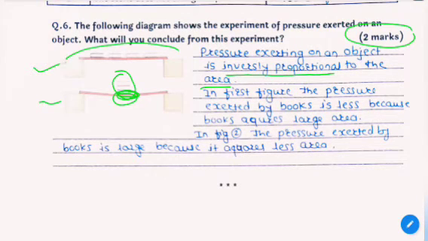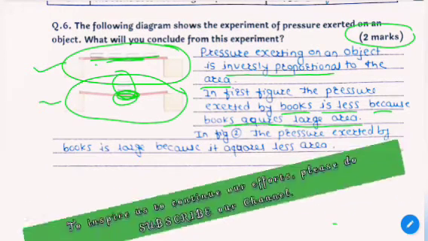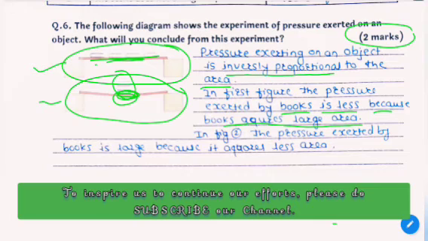In the first figure, the pressure exerted by the books is less because the books occupy a large area. That's why the wooden plank does not bend. And in figure 2, the pressure exerted by the books is large because it occupies less area. Here your test number 1 is finished.